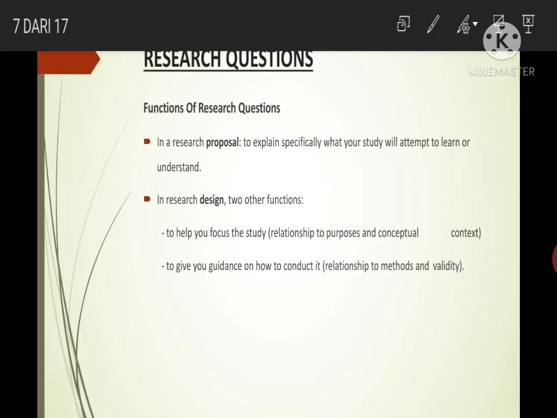Okay, for the next is function of research questions. In a research proposal, research question is to explain specifically what your study would attempt to learn or understand. And in research design, there are two other functions. The first is to help you focus the study, relationship to purpose, and conceptual context. And the second is to give you guidance on how to conduct the study, relationship to methods and validity.